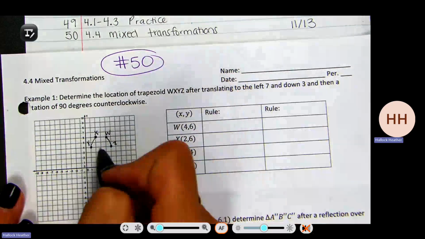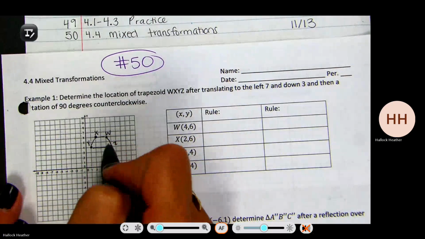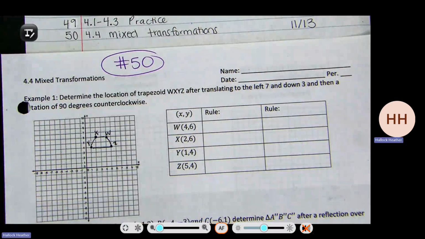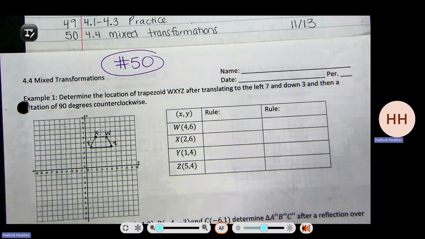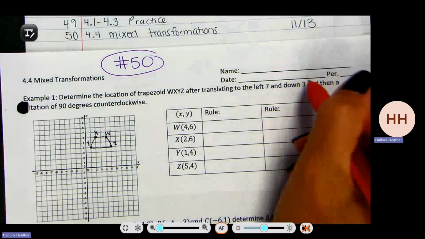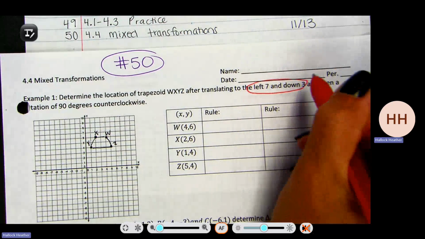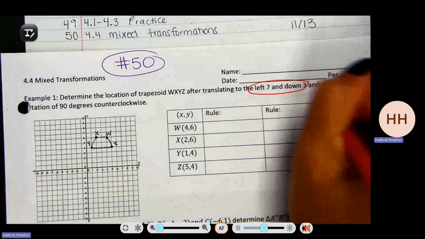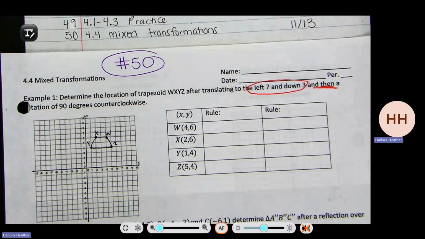It's just a cute little baby trapezoid. Okay, so you should have this cute little trapezoid on your graph. Now, this is where people mess up because they don't read the sentence, which doesn't make sense to me. But we're just going to go through it anyways. It says we have to do what first? We have to go left 7, down 3. Because it says then, meaning after, then you'll rotate it.